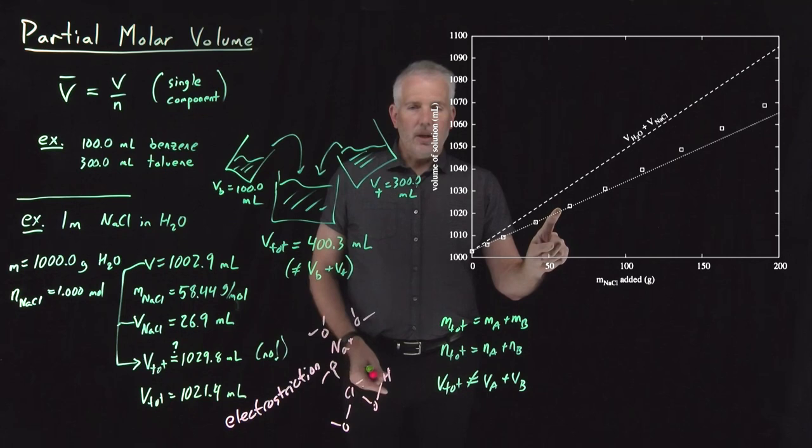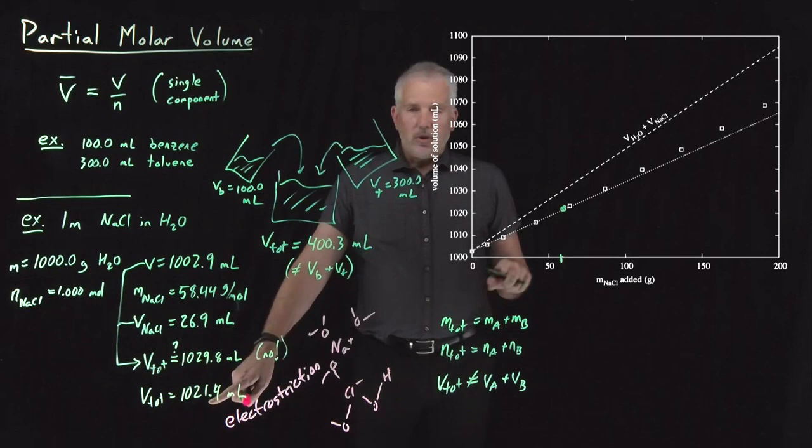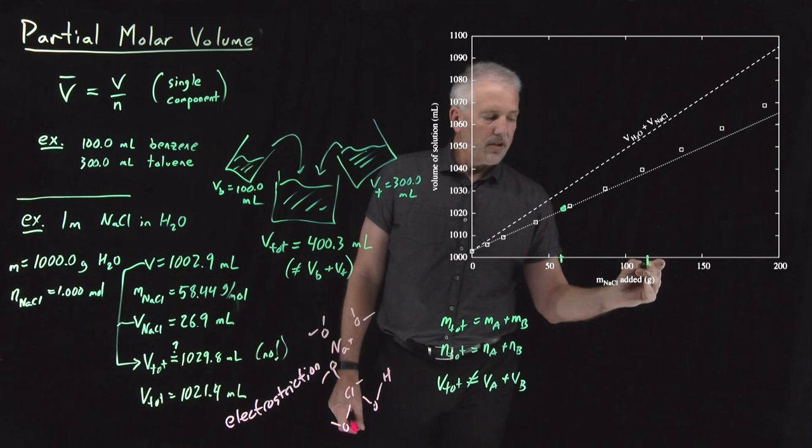I got a point on this line. So one mole, about 58 grams, is this point right here. The volume of that solution was only 1,021 milliliters. If I do it again, with roughly 116 or 117 grams of sodium chloride, I add it.